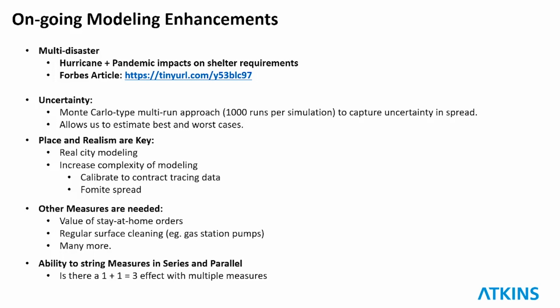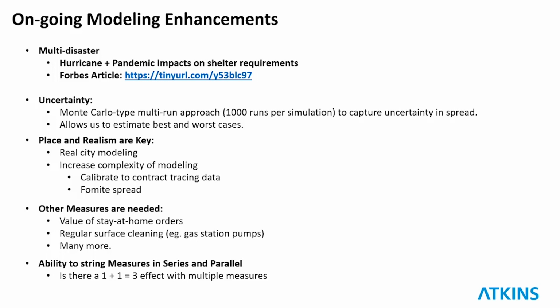We're also looking at uncertainty. Really, I've been showing you one run at a time of this model, but in fact, we run it 1,000 times to estimate the uncertainty in any estimate that we're putting out, like estimate of peak cases, for example. This helps us get to best and worst cases. Place and realism, it's all about location with City Simulator. We're applying it to real cities now, and we want to increase the complexity of the modeling, calibrating it with contact tracing data, fomite spread, and so on.